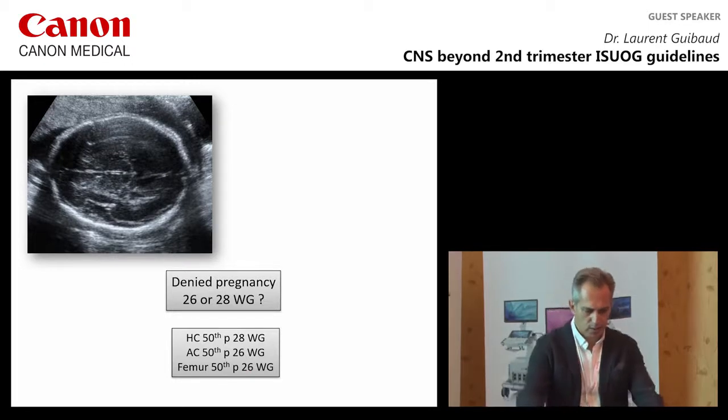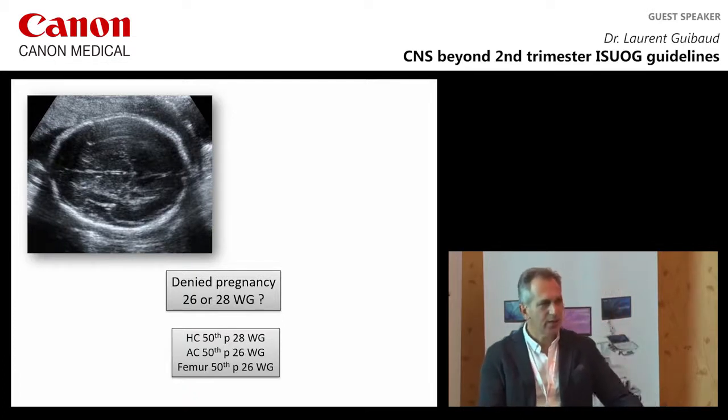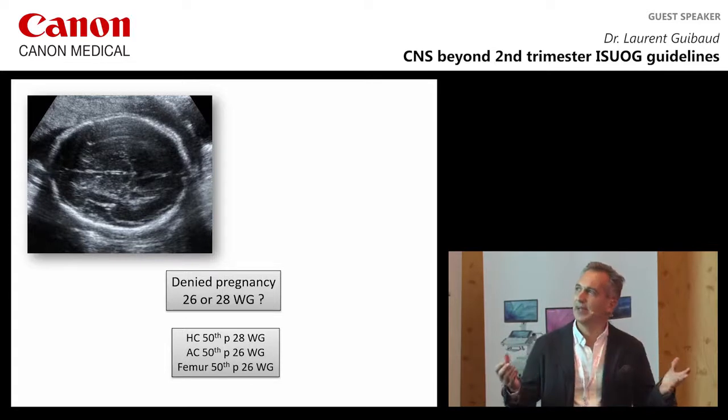I saw these patients late because of denied pregnancy. I did my biometry, and look at the biometry. Are we at 28 with a small one, a case of IUGR, or at 26 with a big head? It's a question.